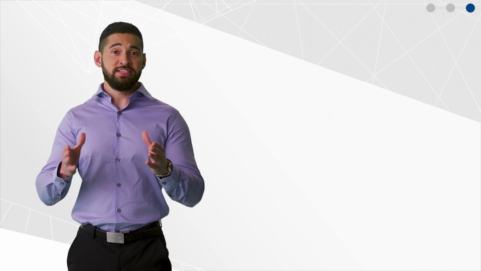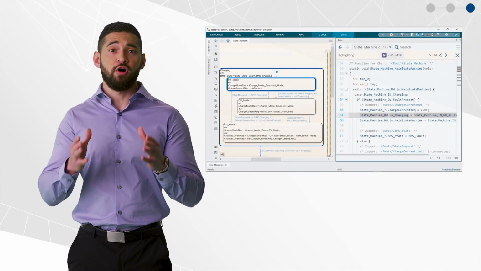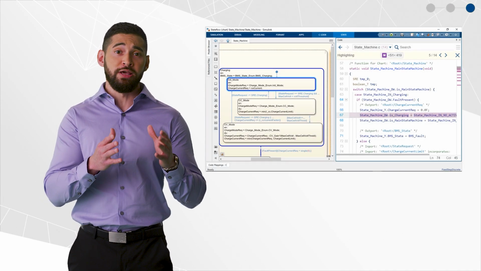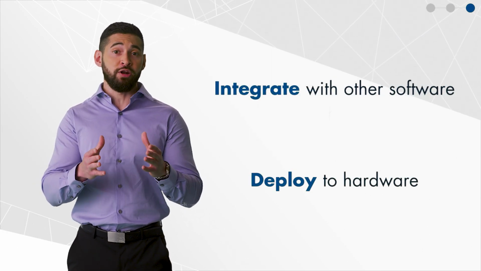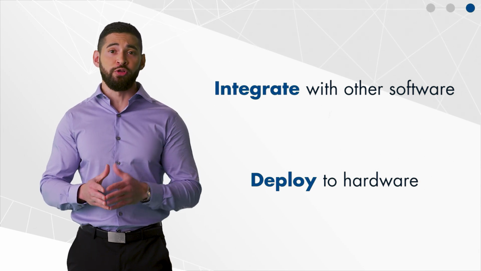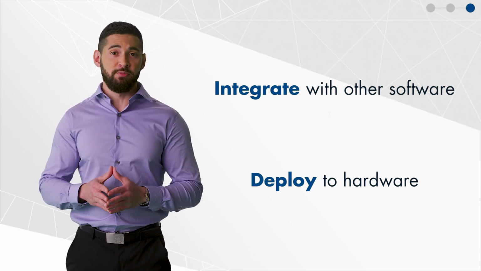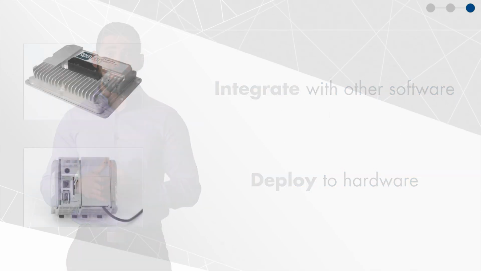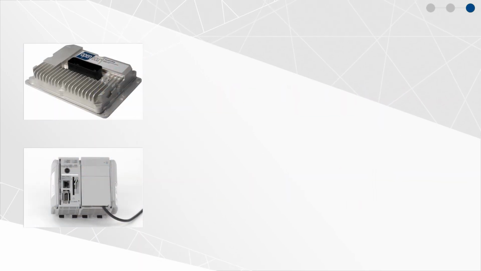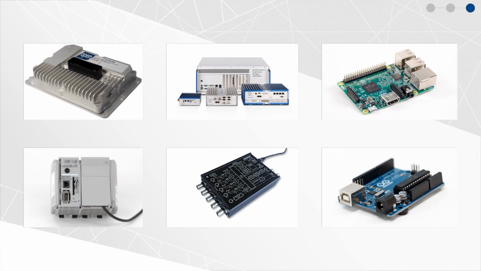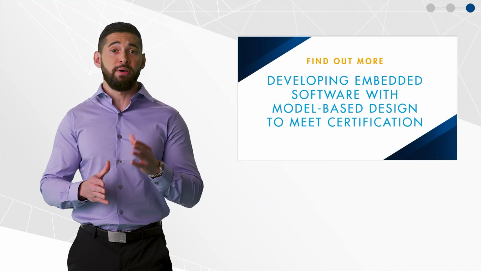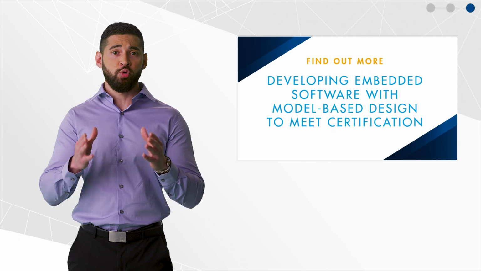Another key step in taking your ideas to production is automating code generation from the work you've already done in MATLAB and Simulink. You can take the auto-generated code and integrate it with existing software frameworks or deploy it to hardware. MATLAB and Simulink give you the capabilities you need to take this step, whether your hardware is for production, rapid prototyping, data acquisition, or just low-cost hardware. There's an option for everyone. If you want to dive deep into developing embedded software with model-based design, be sure to join this session later in the conference.